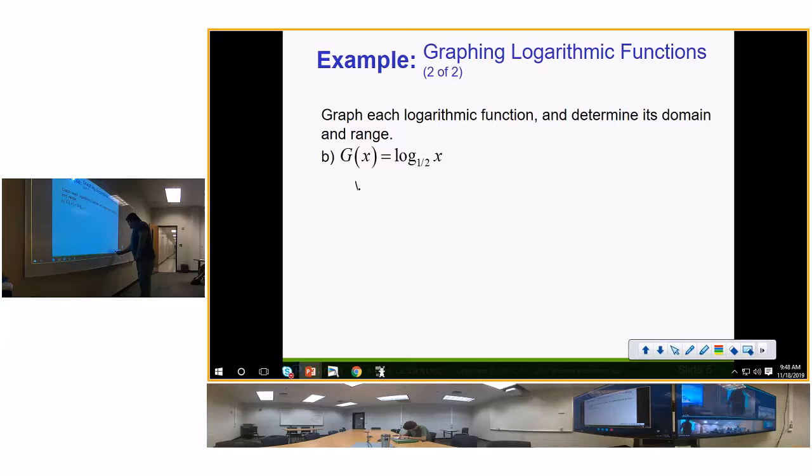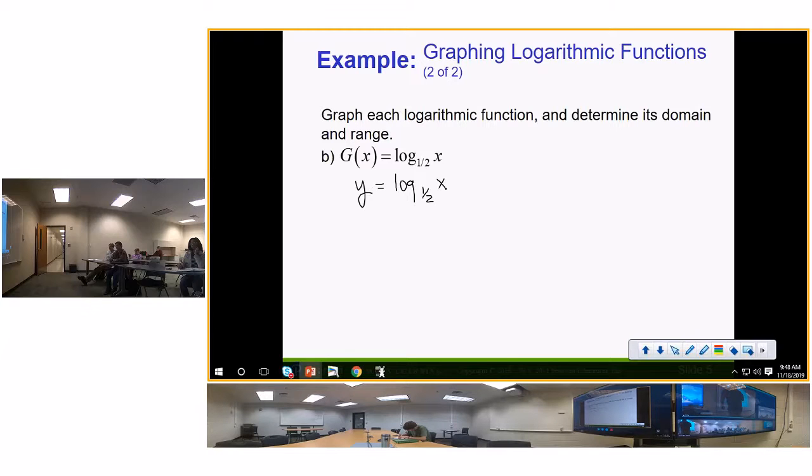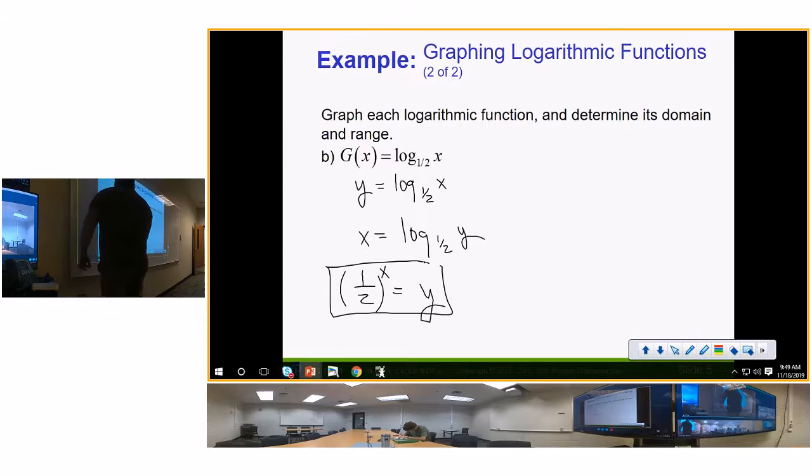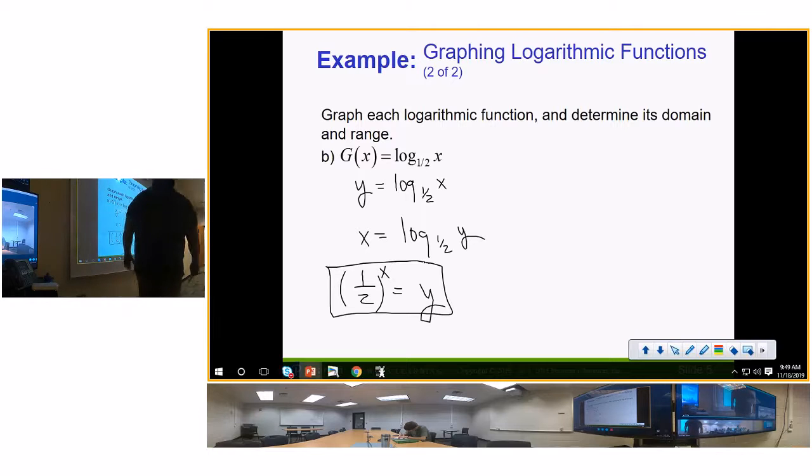So y is equal to log base 1/2 of what? Now what? Switch. X is equal to log base 1/2 of what? A to the y is equal to y. So that's your inverse function. So let's take our handy dandy calculator.